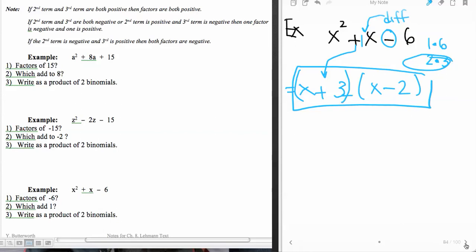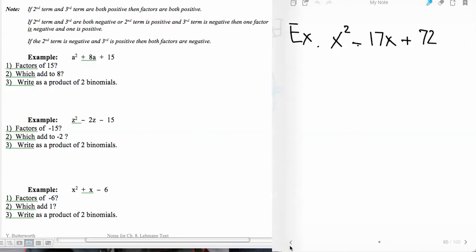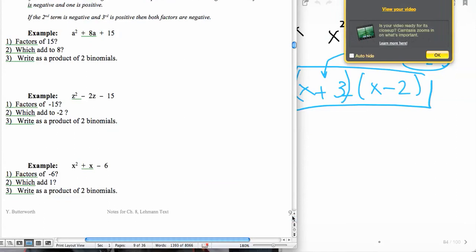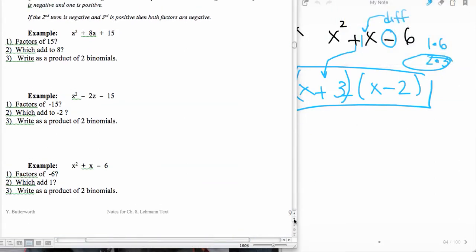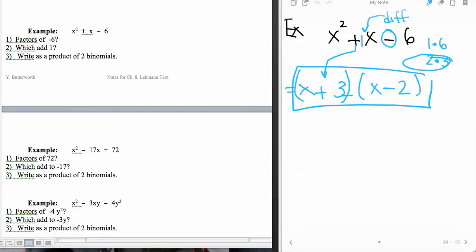And then moving on to the last one, again we have, interesting, let's see, x minus 6. That was that one there, and here's the next one.